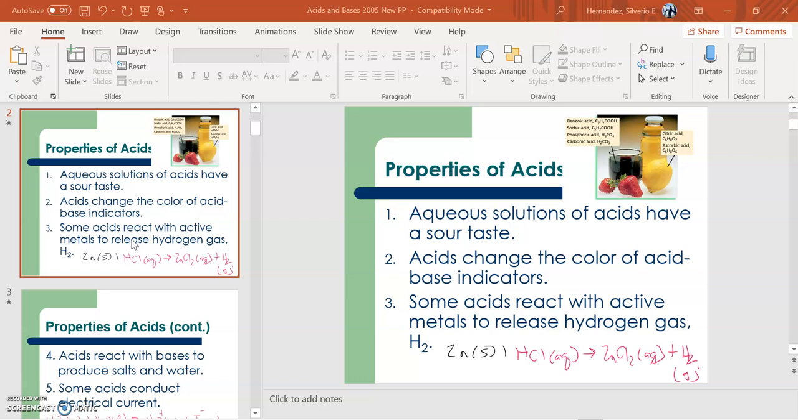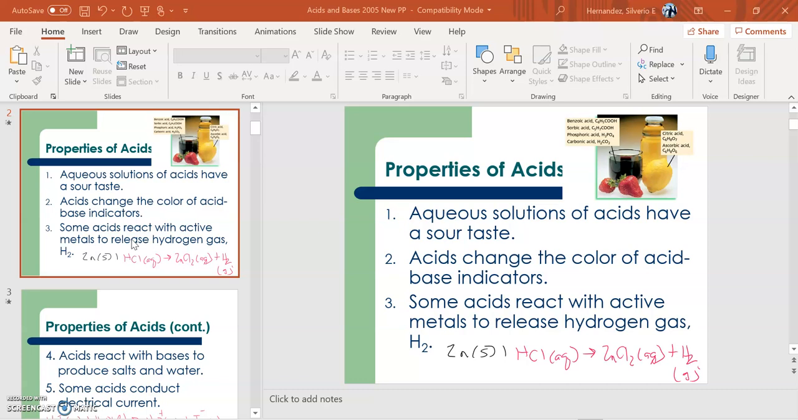So you can think of a lemon, a lime, or apple cider vinegar. All of those have a very sour taste whenever you drink them or you try them. So acids have a sour taste.